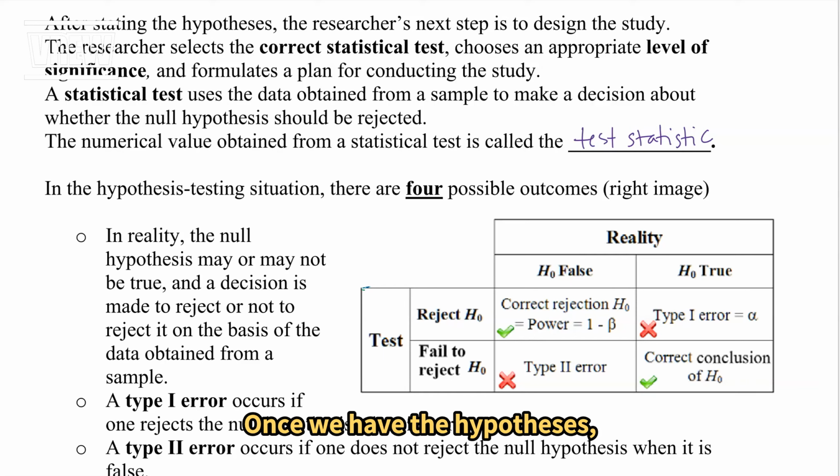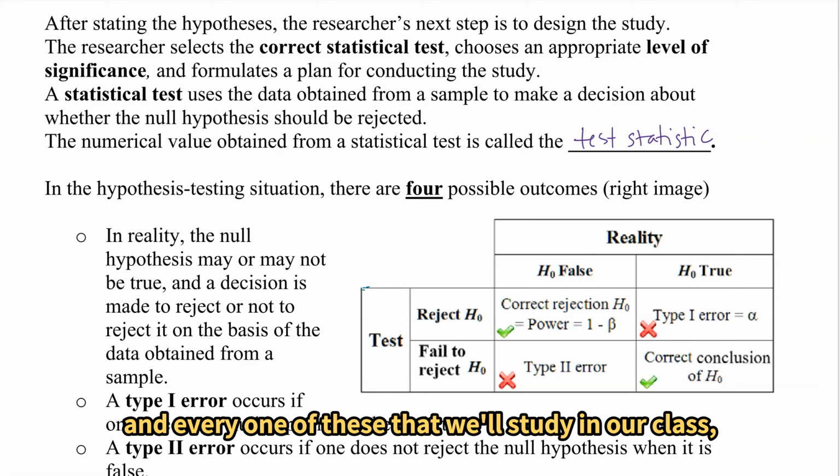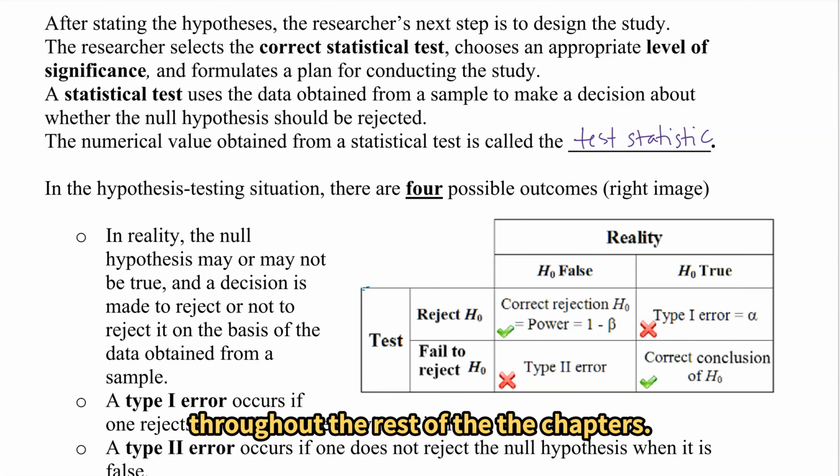Once we have the hypotheses, the next step is to design the study. We're going to choose a correct statistical test that depends on what population parameter we're testing, what scenario we have, what information we have, and we'll be learning about each and every one of these that we'll study in our class throughout the rest of the chapters.